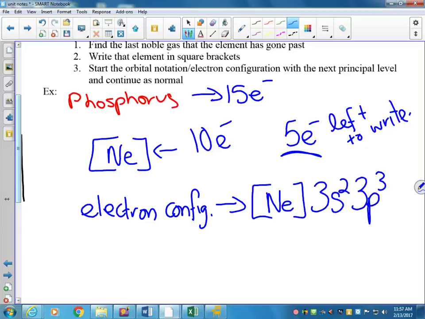Okay? I'm going to ask that you be able to do shortcut and long. Because on exams I've been known to say, you have to do one long method, the rest can be shortcuts. Okay? Luke? I chose neon because it was the noble gas just prior to phosphorus. You have to use the noble gas just prior to the atom. So anything in row 3, I'll use neon. Anything in row 4, I'm going to use argon. Okay?